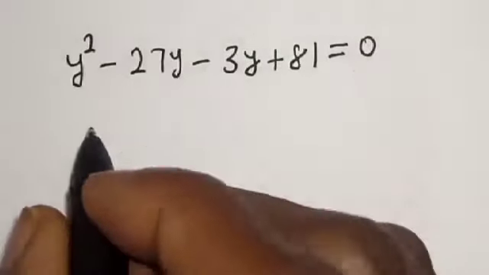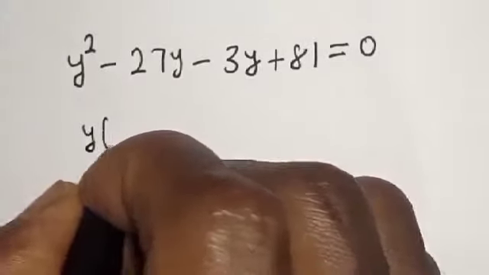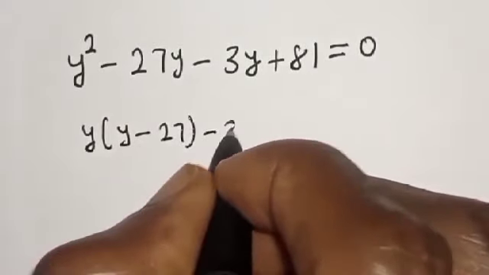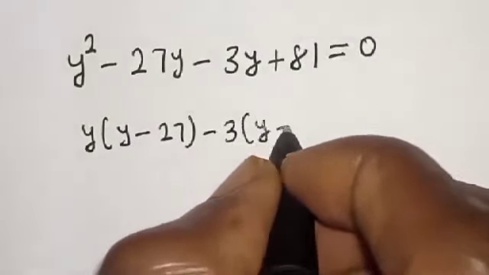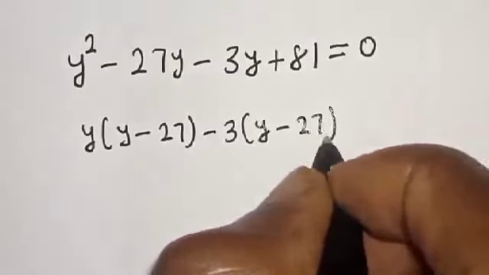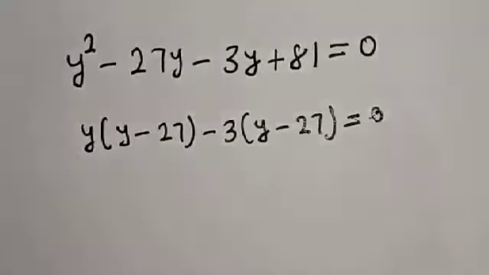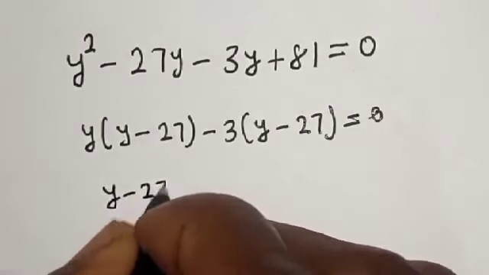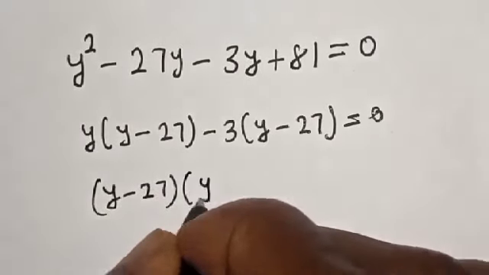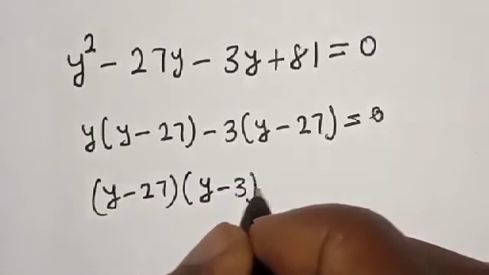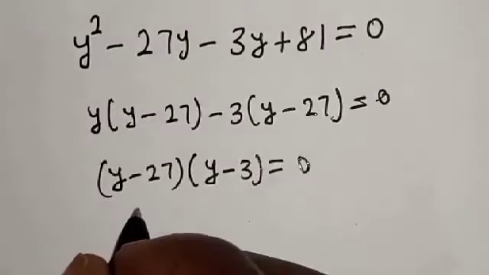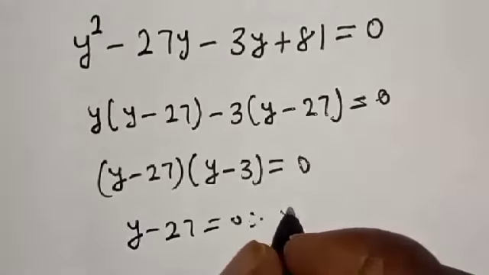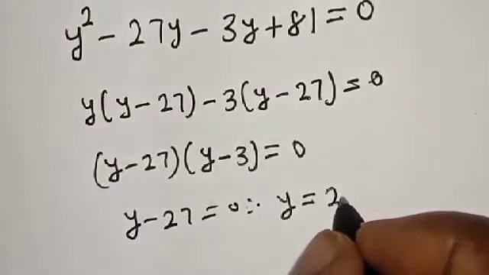Remember, we're using the factorization method, and this is y bracket y minus 27 minus 3 bracket y minus 27 is equal to 0. Then y minus 27 is common. We have y minus 27 multiplied by y minus 3 is equal to 0. Then y minus 27 is equal to 0. Therefore, y is equal to 27.